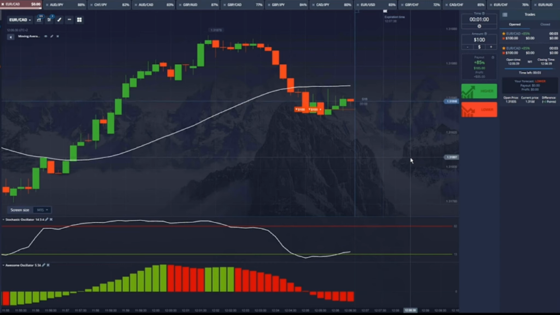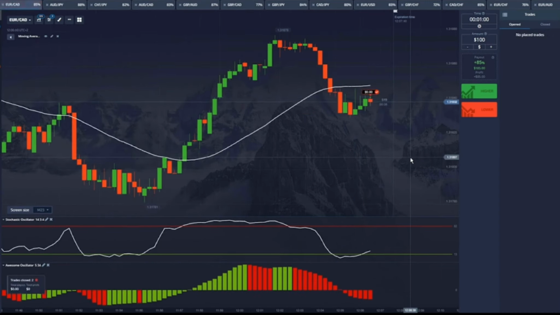The market did not go downward for 1 minute and the trades closed with a loss.